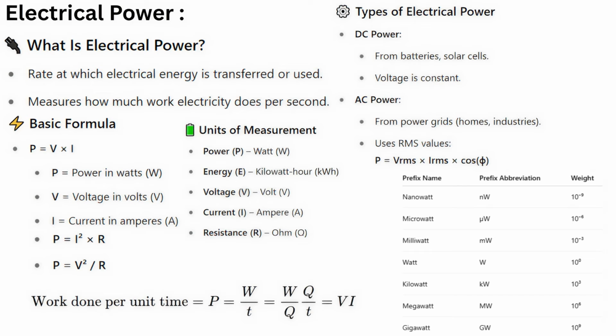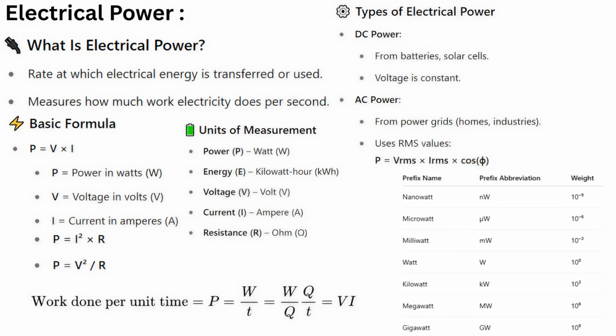Next up, let's talk about the two main flavors of electricity, the types of electrical power. First, we have DC power, which stands for direct current. This is the simpler of the two. In DC, the electricity flows in one steady, continuous direction, and the voltage remains constant. This is the type of power you get from batteries and solar cells. It's like a river flowing smoothly in one direction.